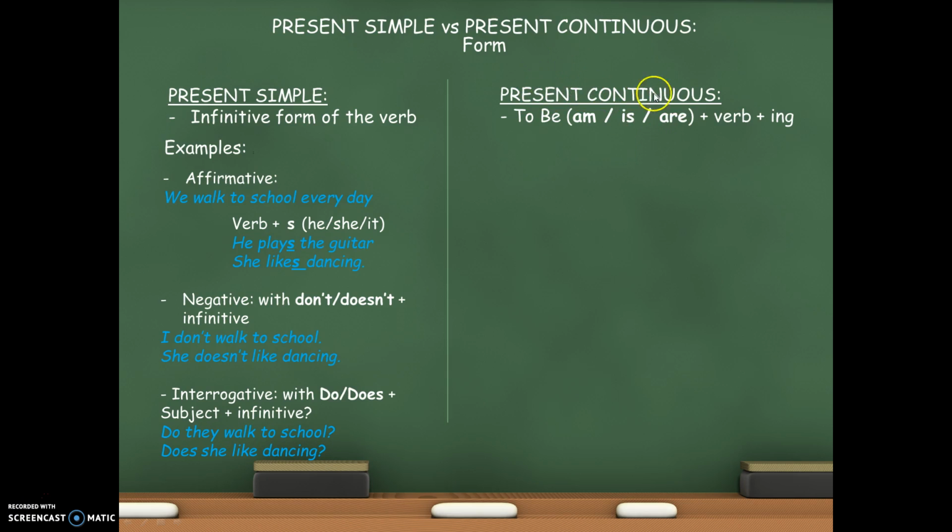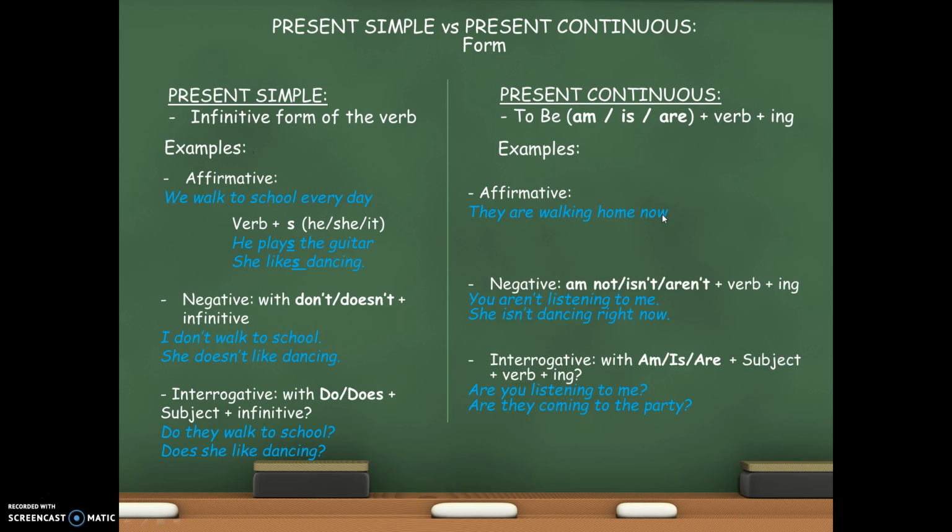Now, regarding the present continuous, we form it with the auxiliary verb to be, as I said before, am, is, or are, followed by the verb ending in ing. Here you have an example in the affirmative form. They are walking home now.